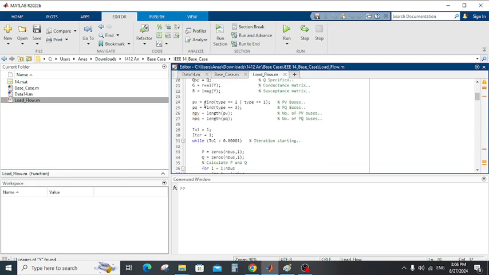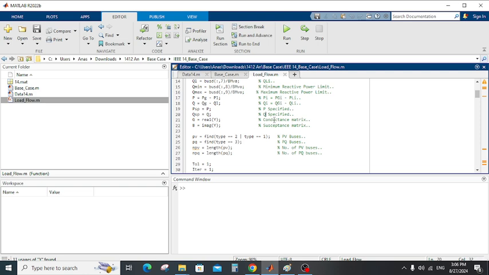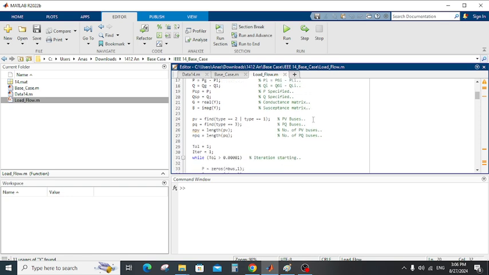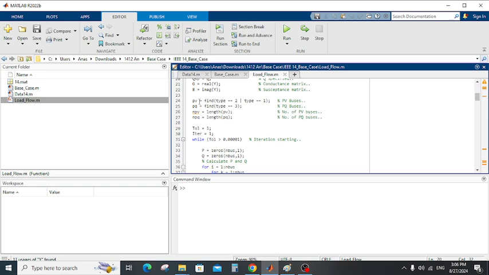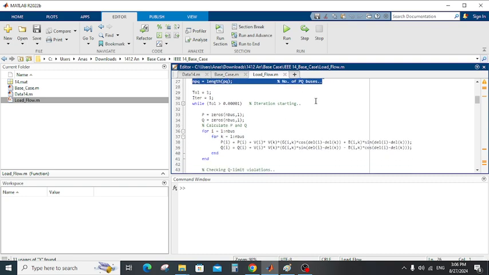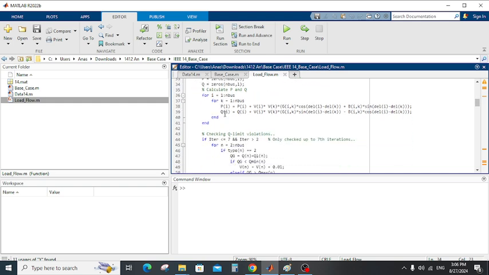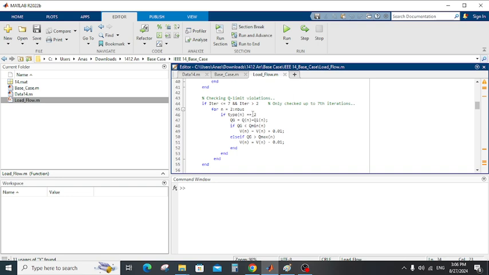and specify the power flow in each bus. And then we also calculate the conductance matrix and susceptance matrix, and we define which ones are PV or slack buses, and which are PQ buses. And then we also define the number of PV buses and PQ buses. As you see here, now the loop that makes the load flow starts. The first thing is to calculate the power flow for each bus, and then we check if this bus is a PV bus.